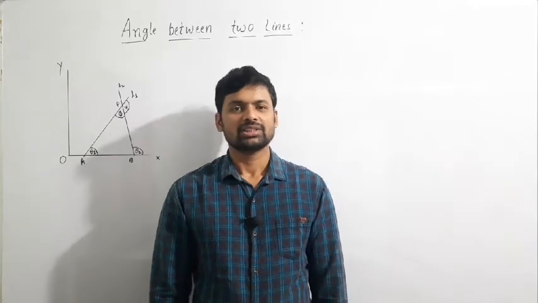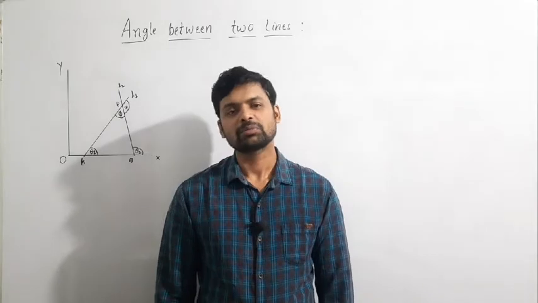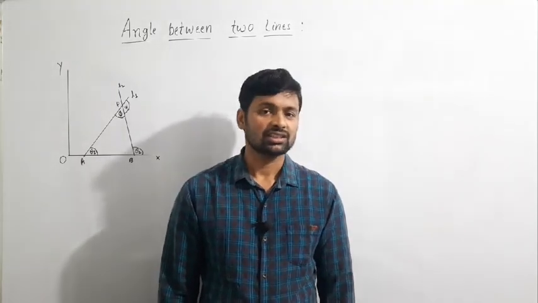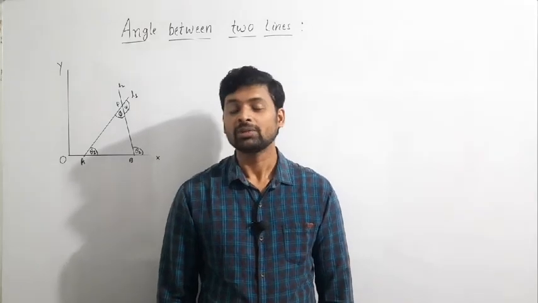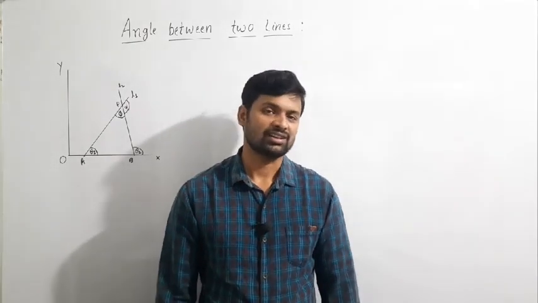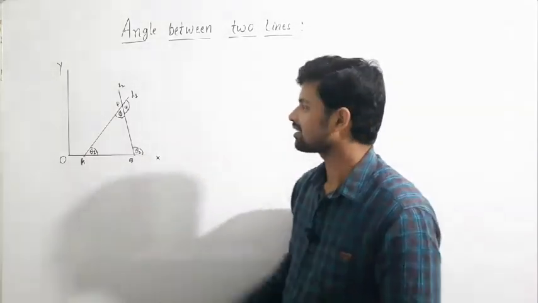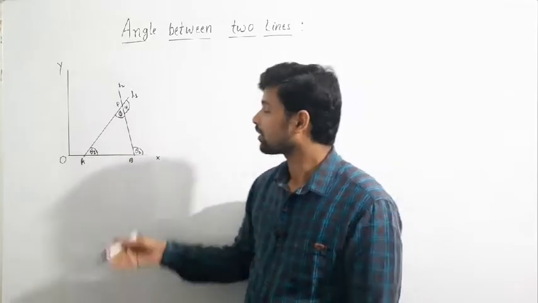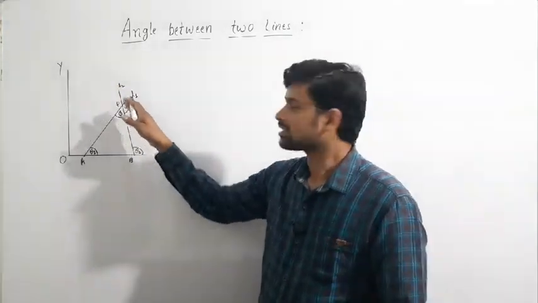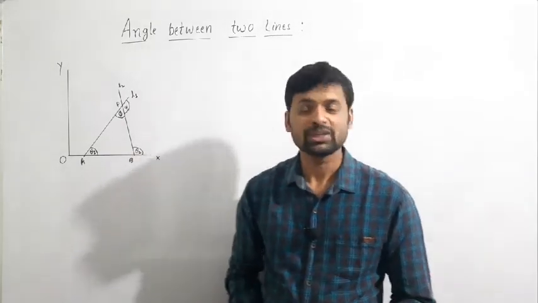Hi everyone, today I am going to explain how we can find the angle between two different straight lines if they cut each other at a point and if we have the slopes of these two lines. Let us consider two different straight lines, L1 having inclination theta1 and slope m1, and the second line L2 having inclination theta2 and slope m2.